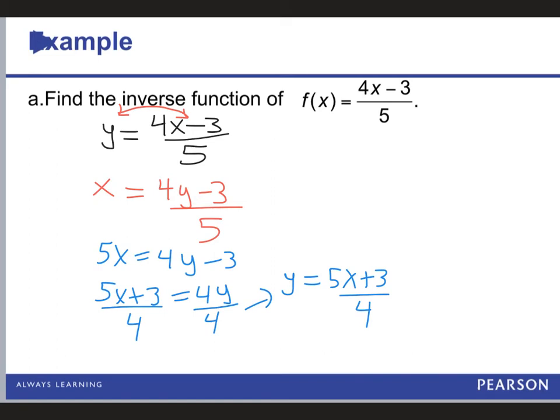Now I'm still not done because the final step says to go back to function notation. So I started out with f of x. So this new function, if I did it correctly, should be f inverse of x. And so I'm going to write that's 5x plus 3 divided by 4.